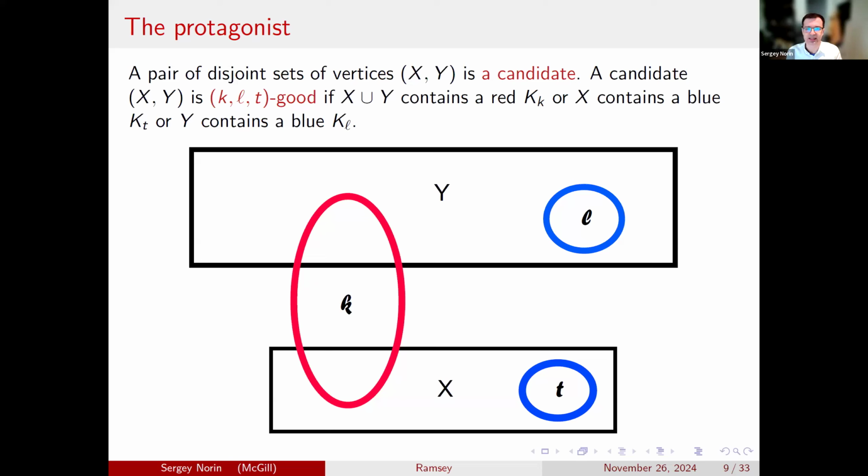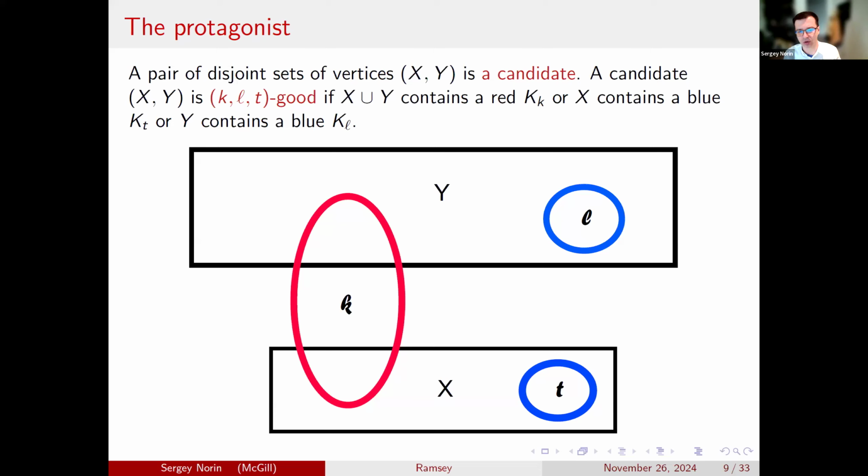So this candidate is a structure which we preserve throughout induction. It's a pair of disjoint sets X and Y, and the intuition is that X is going to shrink somewhat faster than Y, which is shown in the picture. We want to find either a red K-K across two sets, or a blue K-L in Y, or a blue K-T in X, and K, L and T are going to be three different parameters. L would typically be bigger than T, but that doesn't really matter. So the pair is called KLT good if we can find one of the sets in the picture.